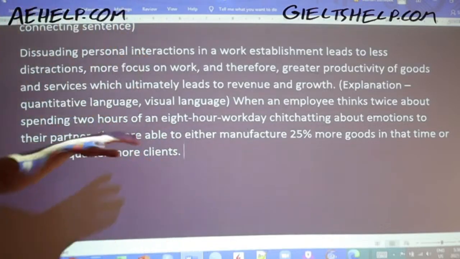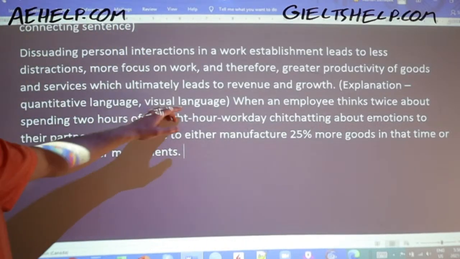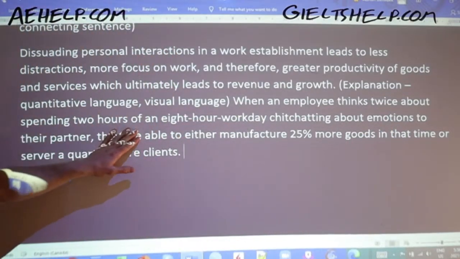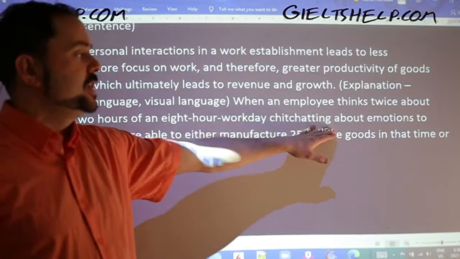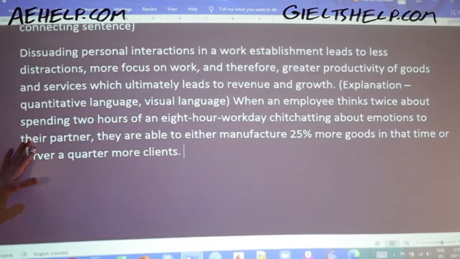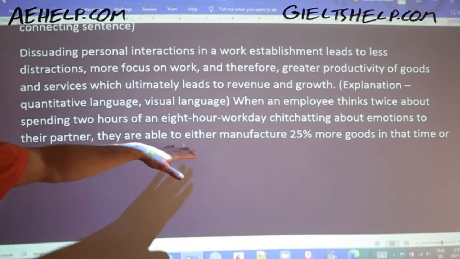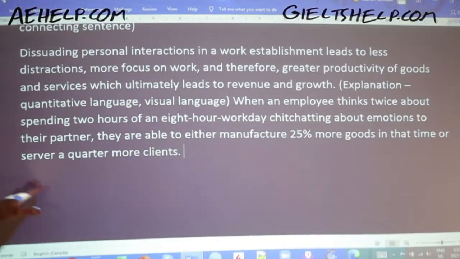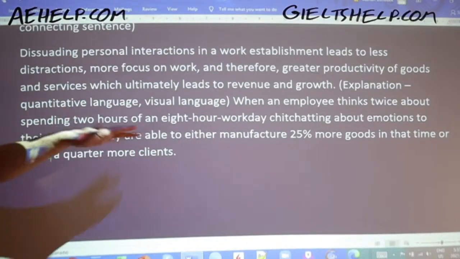So here's my explanation. So when an employee thinks twice about spending 2 hours of an 8-hour workday chit-chatting about emotions to their partner, they are able to either manufacture 25% more goods in that time or serve a quarter more clients. Okay. So here, notice that I just really quantified it.